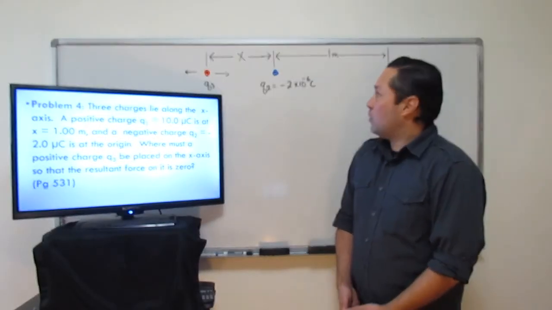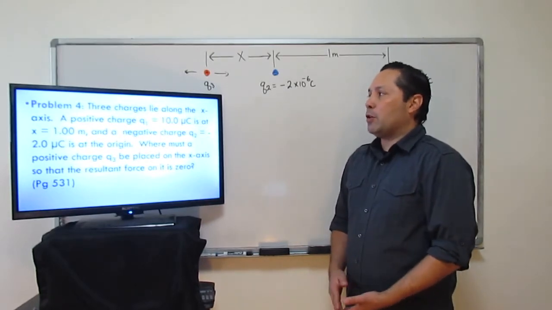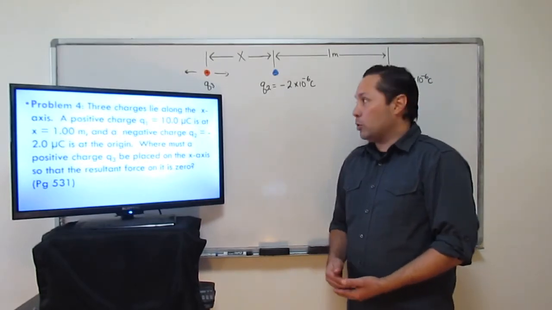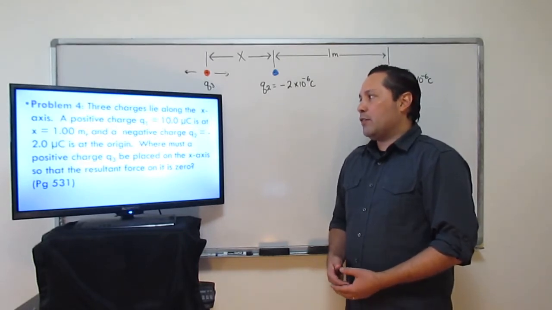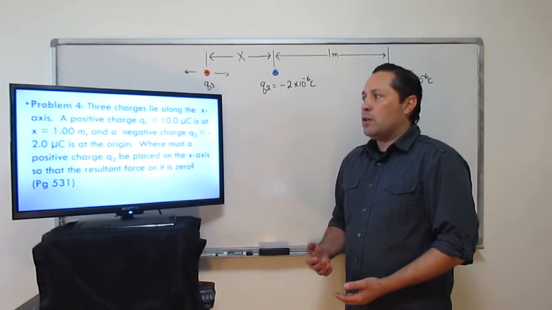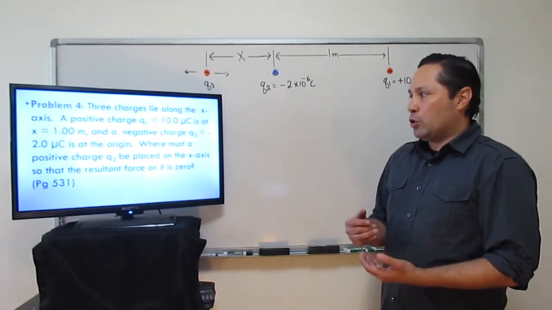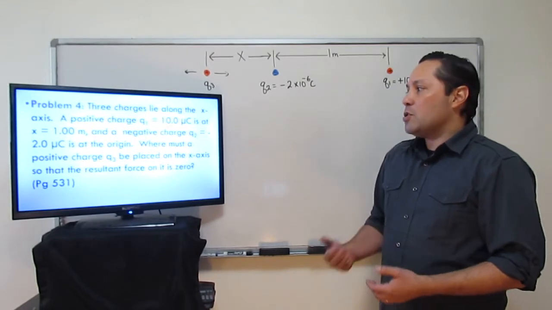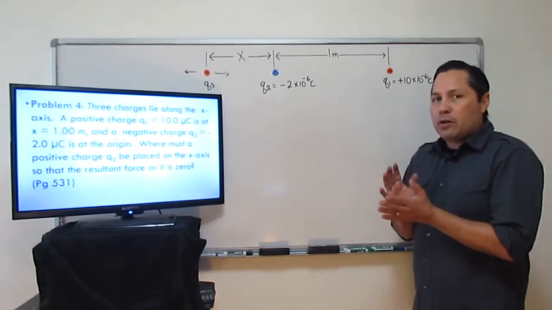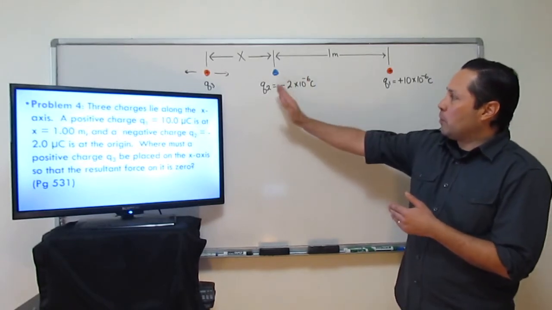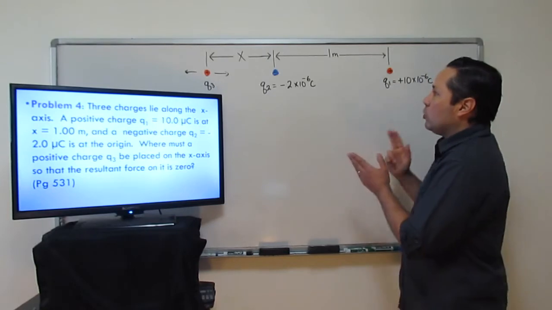Here we ask the following question. 3 charges lie along the x-axis. A positive charge, q1 equals 10 microcoulombs, is at a distance of 1 meter from the origin, and the negative charge, q2 equals negative 2 microcoulombs, is at the origin. Where must a positive charge q3 be placed on the x-axis so that the resultant force is 0? Alright, so we need to balance out the force exerted from q1 and q2 on q3. So where should q3 be?